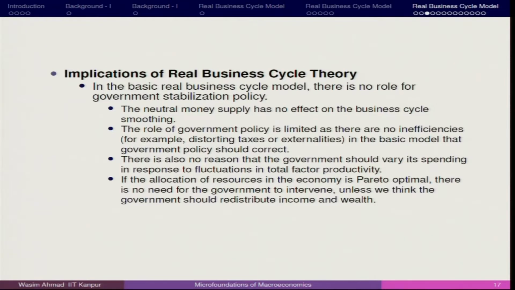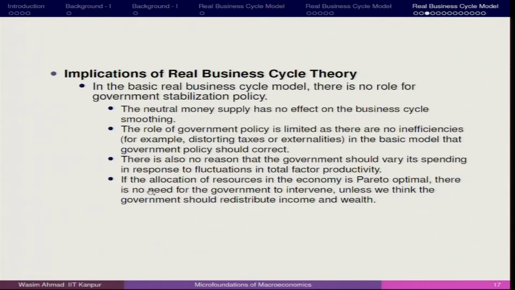There is also no reason that the government should vary its spending in response to fluctuations in total factor productivity. So, this is how it looks: the government should vary, it should go for higher spending, or it should have the variations with regard to total factor productivity. It is not needed, because we do not see any kind of inefficiencies.